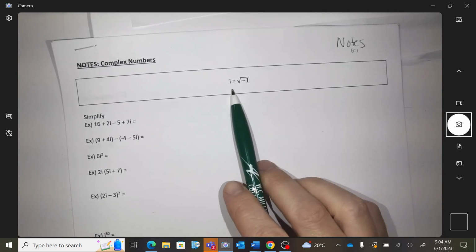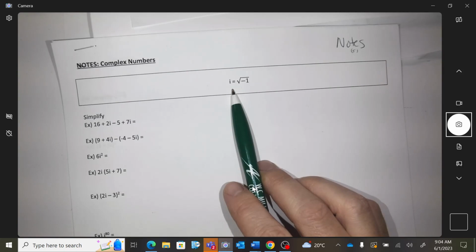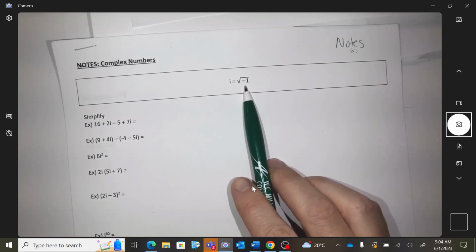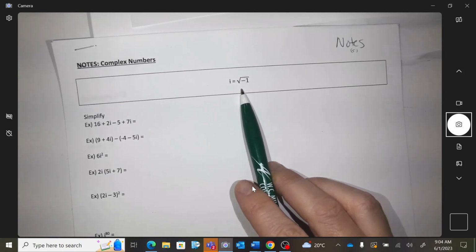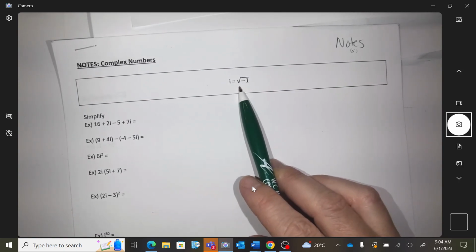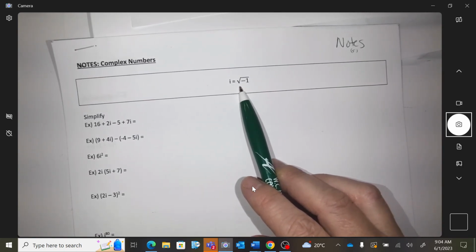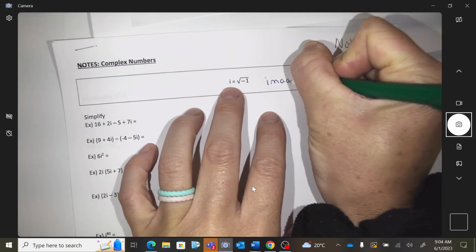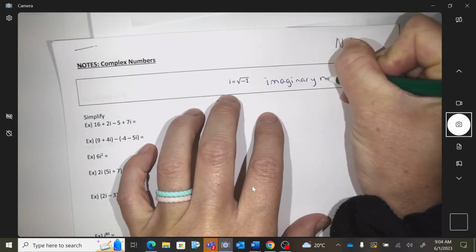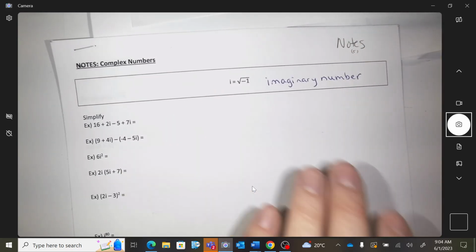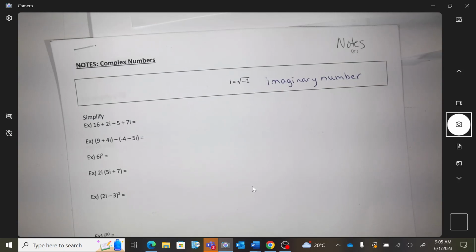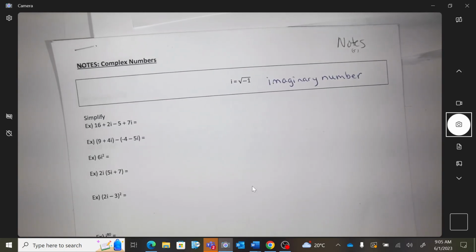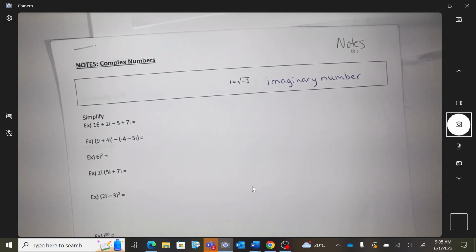Okay, the number i in math is the square root of -1, which you have learned in the past. You obviously can't square root a negative number, so this is called an imaginary number. The whole time, your 12 years of learning, you have always learned about real numbers. Now this is an imaginary number because we cannot square root a negative number.